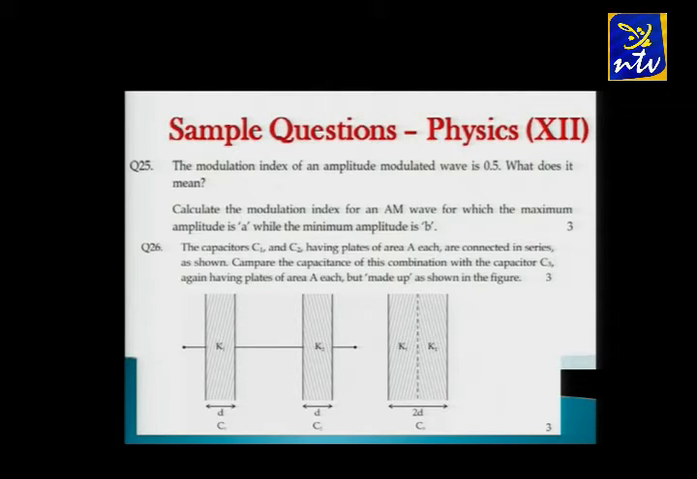Calculate the modulation index for an AM wave for which the maximum amplitude is A and the minimum amplitude is B. So it is given that the maximum amplitude, A max, is equal to A, and the minimum amplitude, A min, is equal to B. What we have to calculate is the modulation index. Is that clear?